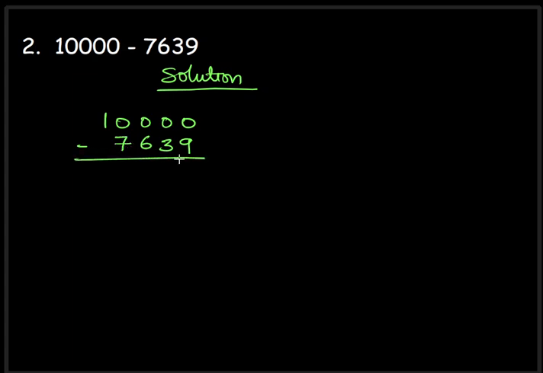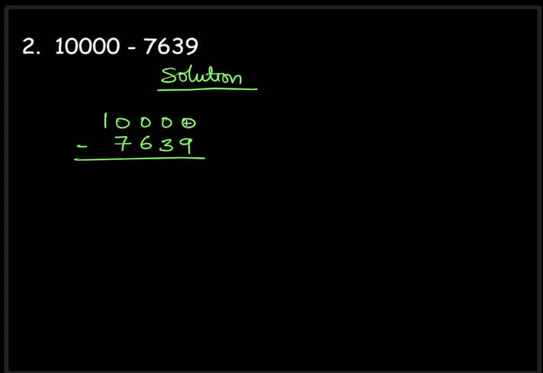Let's move to number 2. Number 2 says 10,000 minus 7,639. Let's fill from the last digit. They are not the same number of digits. This will be 9, this will be 3, this will be 6, and this will be 7. So let's carry on.